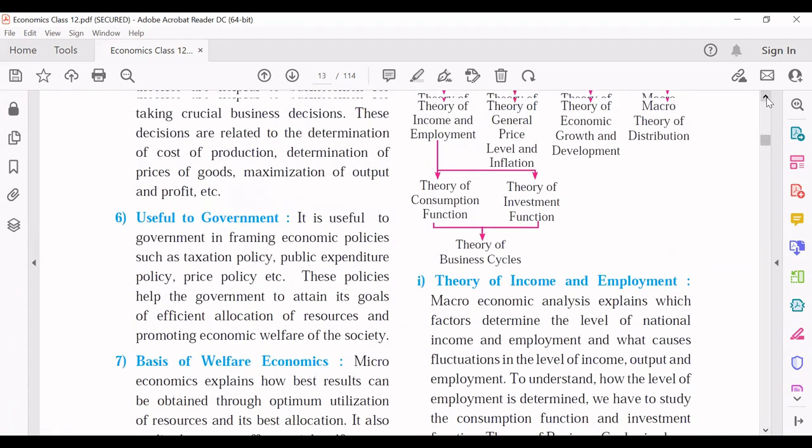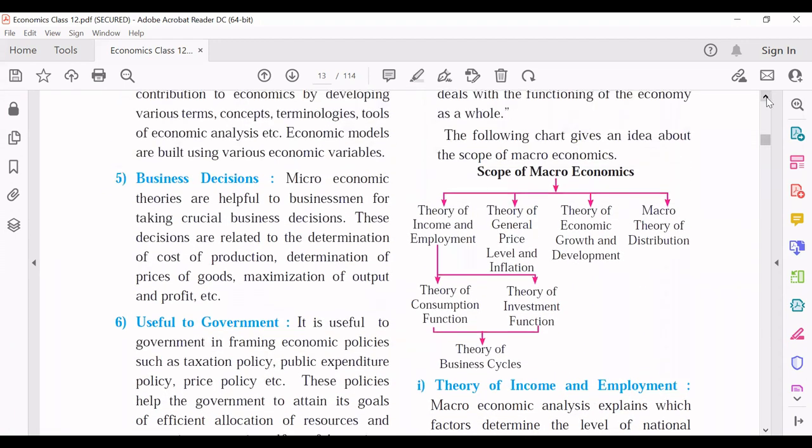So they know about the various variables, they can know about the prices, etc. So it's very much helpful. Also, it's helpful to the government, because the minute things can be analyzed through this. So it helps in better framing of economic policies. So in this way, it also helps the government.